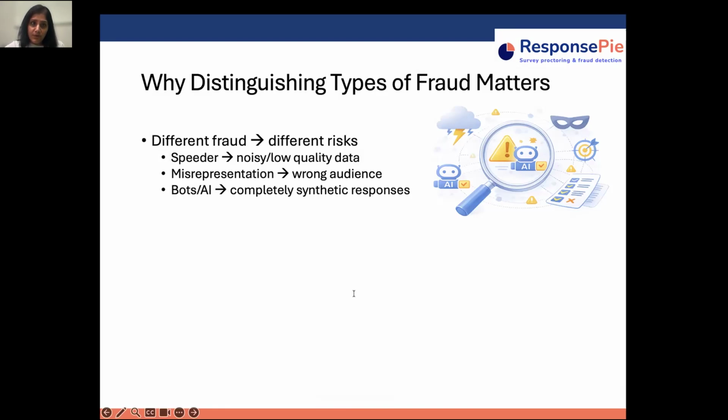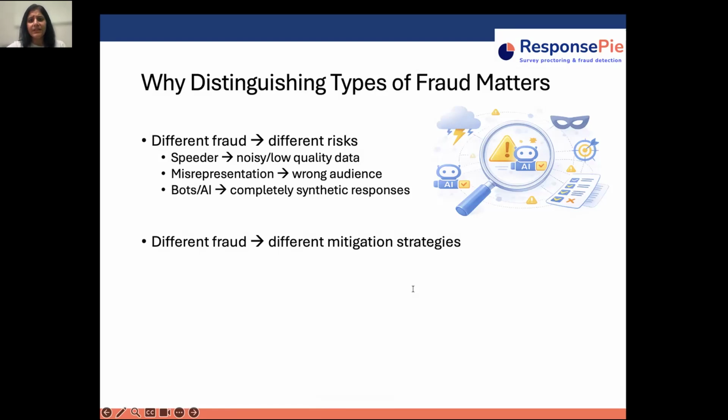Another reason for distinguishing between the different types of fraud is that if you misdiagnose the type of fraud, your solution to solving the fraud may not work. In some cases, it may even give you a false sense of security that you've actually addressed the issue. So, one example may be if you think you're dealing with speeders, you might add attention checks, which is a very common type of check that's added to surveys across the board. But if the issue is not speeders, if the real issue is misrepresentation, those checks are not going to catch people who are simply lying to qualify for a survey.